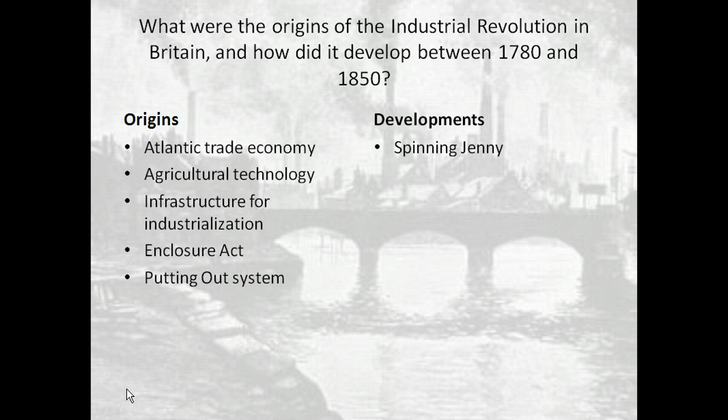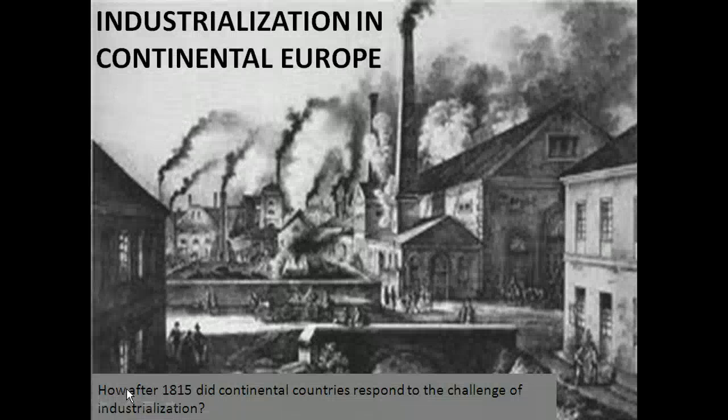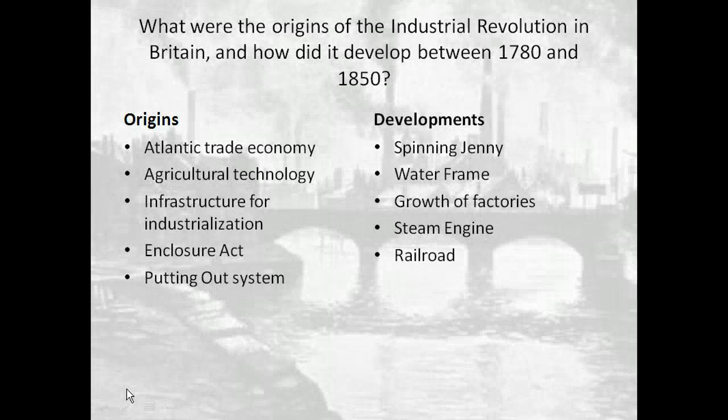the putting out system, having a market basically for finished products, and the developments of the spinning jenny, making the textile industry basically erupt, the water frame, which you read about in your text, the growth of factories, the steam engine, which then spurs on all of this production because it's cheap, accessible energy, which leads us to the railroad, and that's all I have for you today.